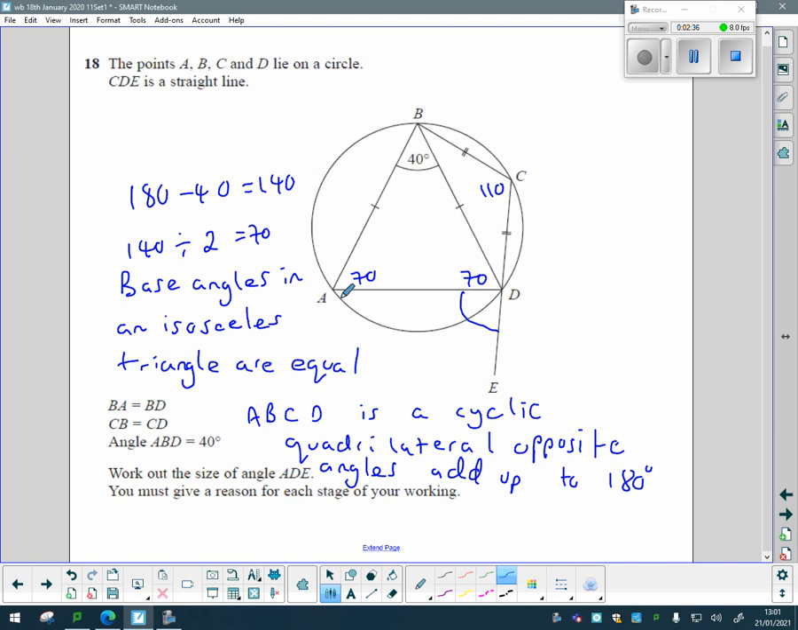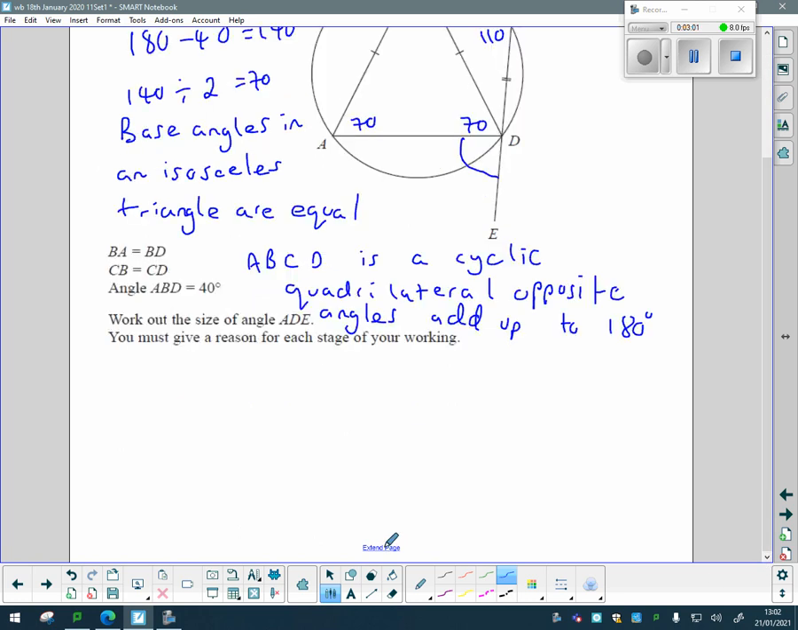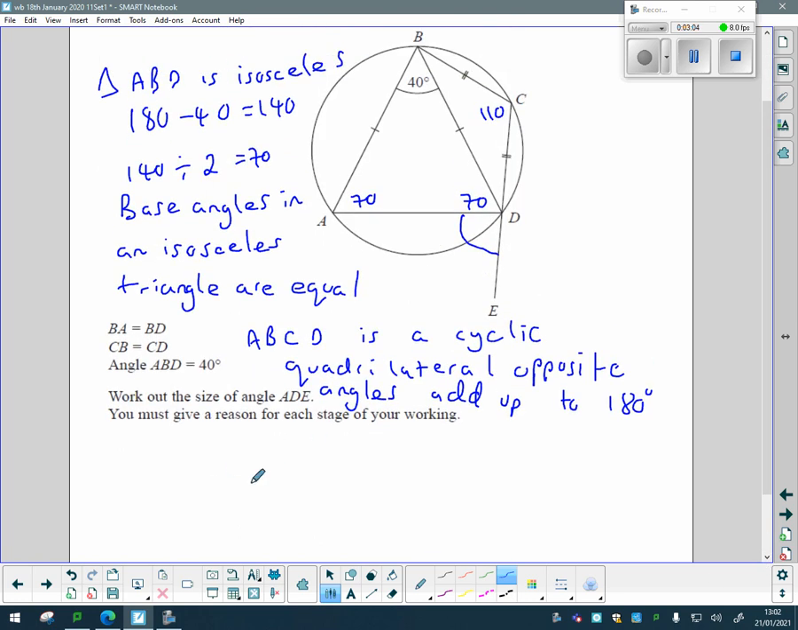I think for a bit of consistency, I'm going to write down that triangle ABD is isosceles. Now, triangle BCD is also isosceles. So we'll just extend the page here. Triangle BCD is isosceles.